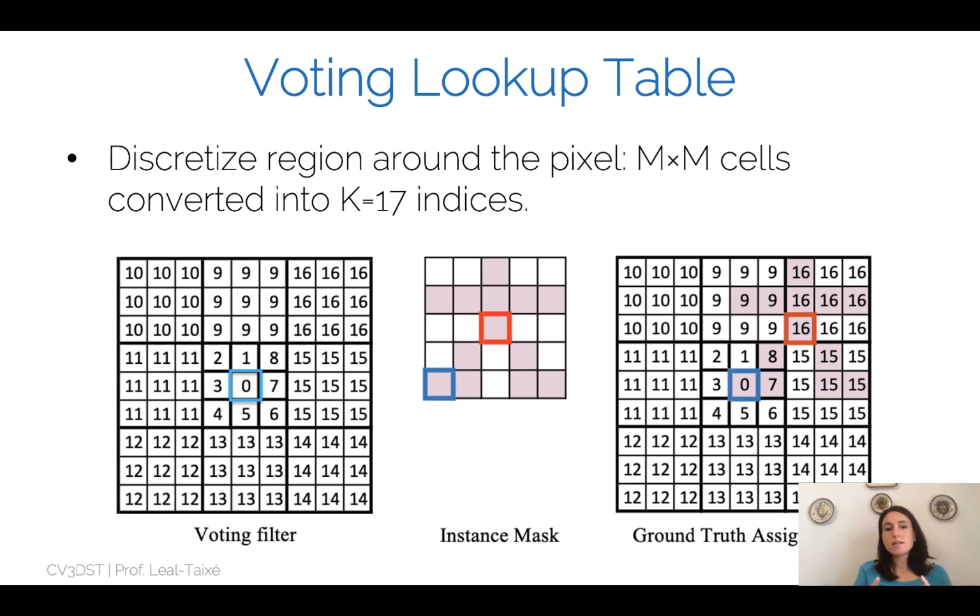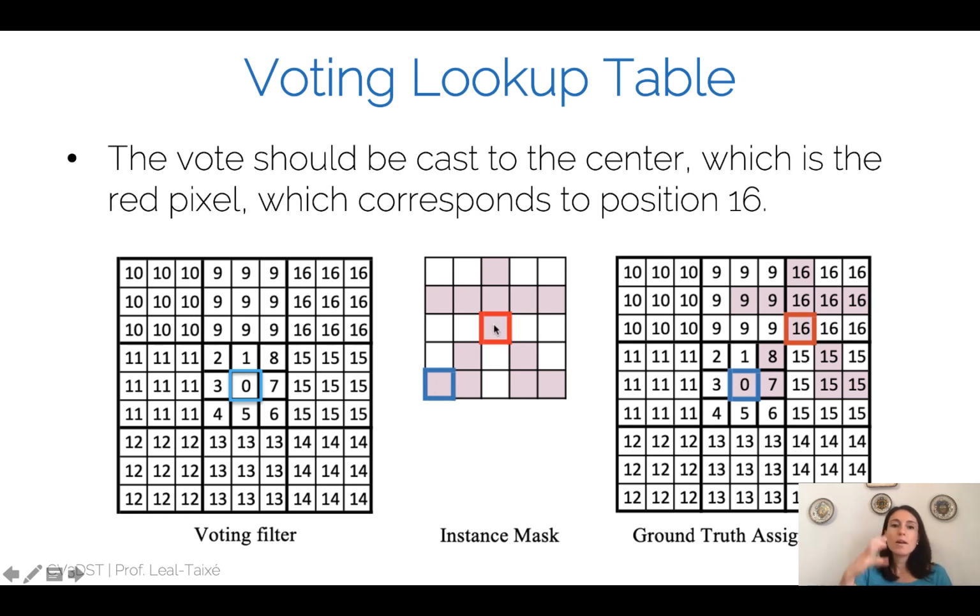What this voting filter does is it converts these n by n cells, this square centered on this pixel, into 17 indices. So essentially, I can cast a vote for 17 positions. Note that there's, of course, much more resolution closer to the pixel and much less resolution as we go further away from the object. Now, in this case, if I am this pixel in the instance mask, my center is the red square. So I basically need to cast the vote for the center, which is going to be on position 16. So me, blue pixel, I'm going to cast a vote, which is actually the value 16. And thanks to the voting filter, I know exactly what this value means in the image space.